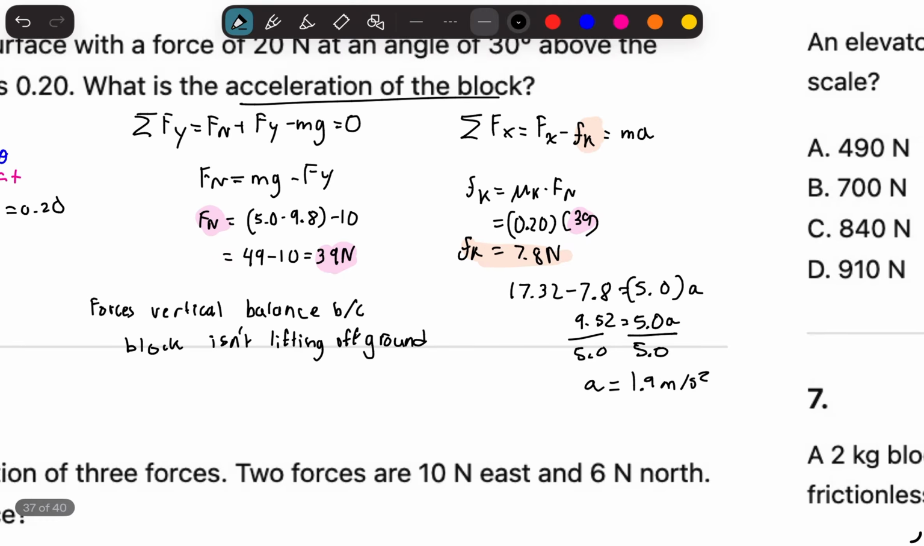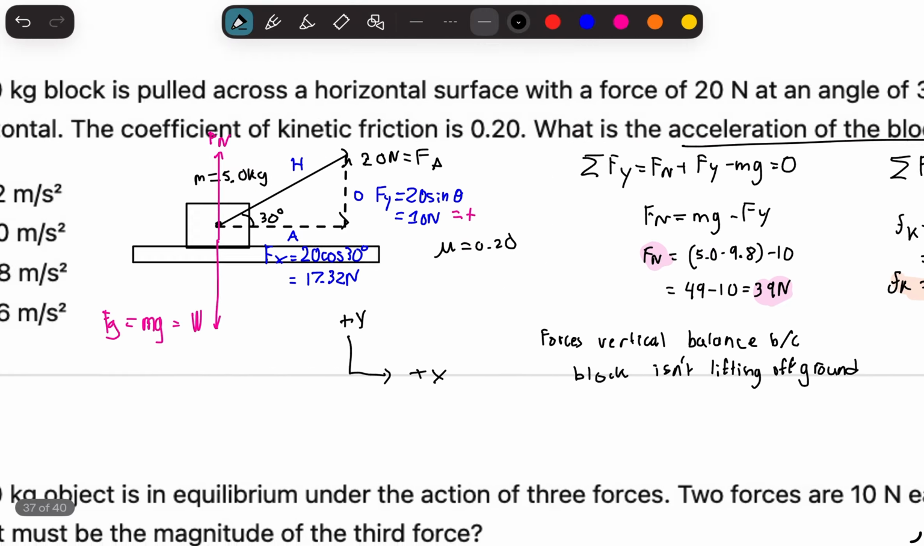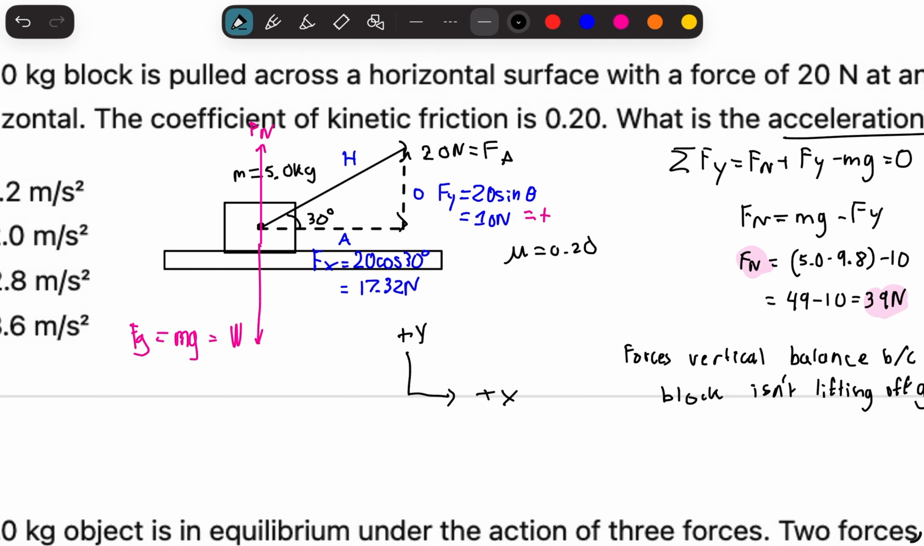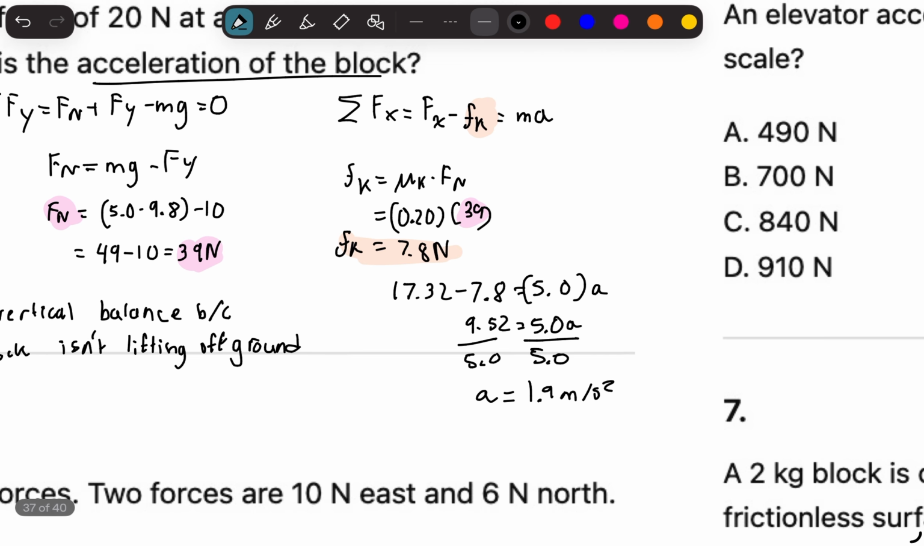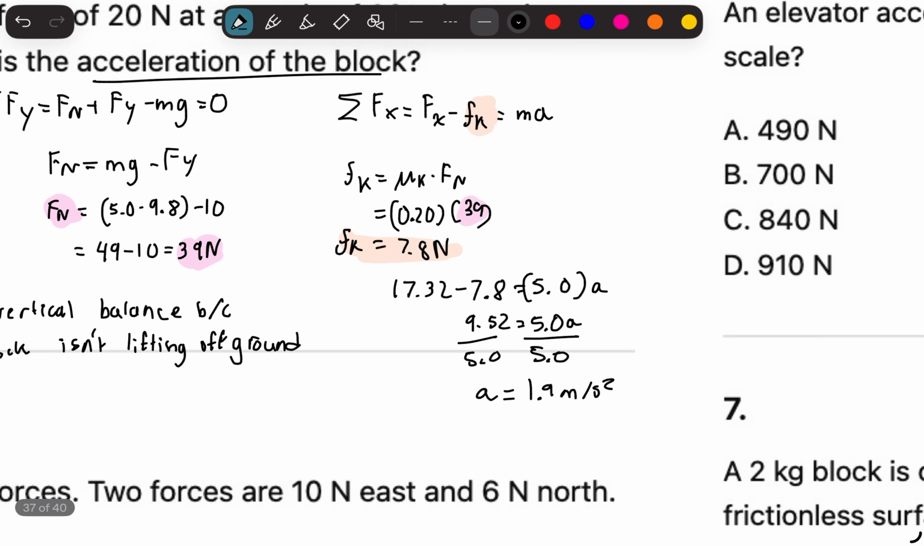Here for your Fx, you take your summation of your forces in your horizontal direction. So you have Fx, which is this horizontal component here, and using trigonometry, that's 20 cosine of 30 degrees. So you take 20, which is the force, and then cosine of the angle, and the angle is 30 degrees. That's 17.32 newtons. So here you have to find Fk as well.